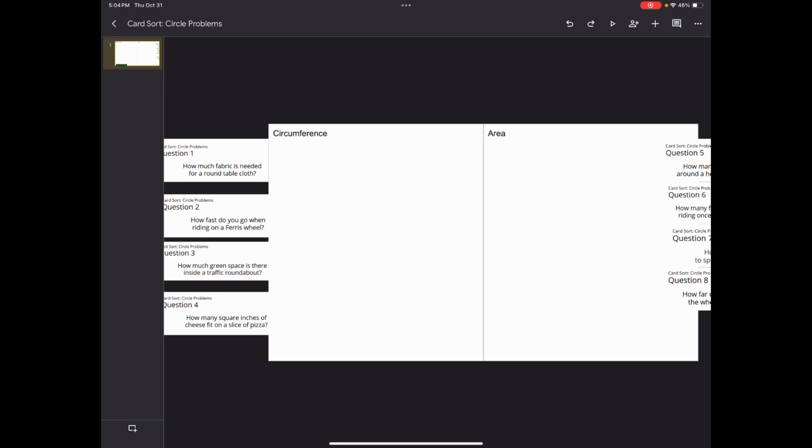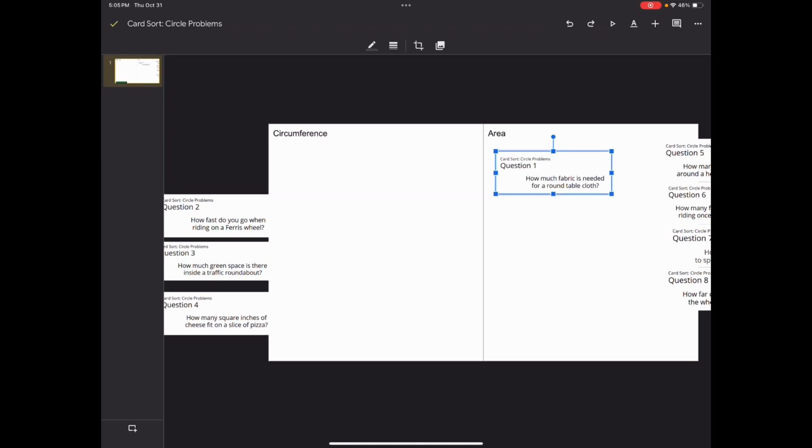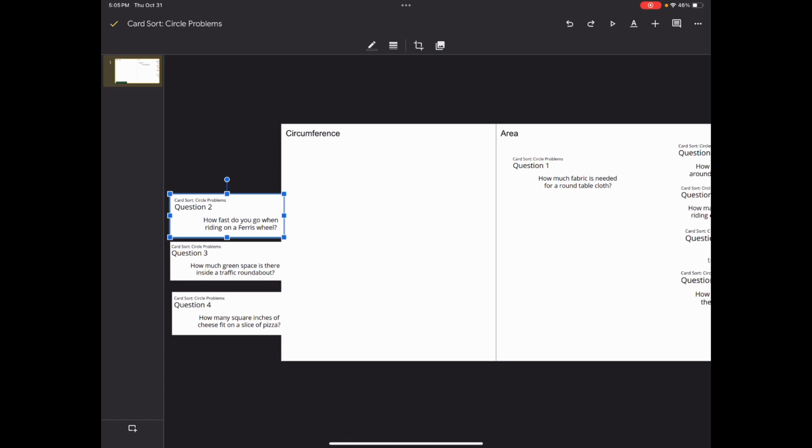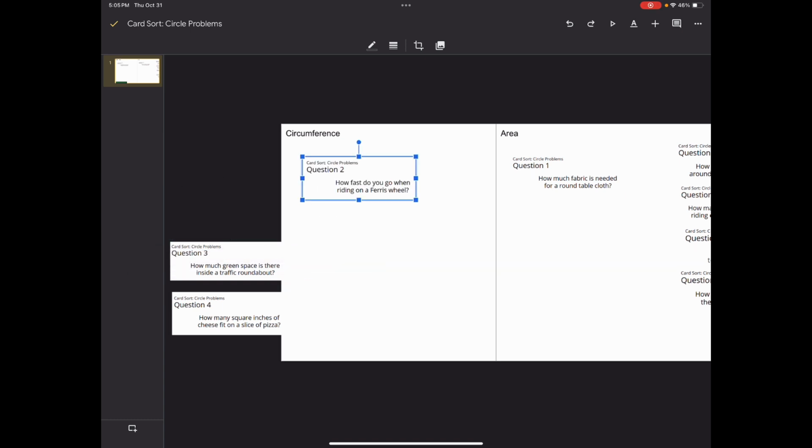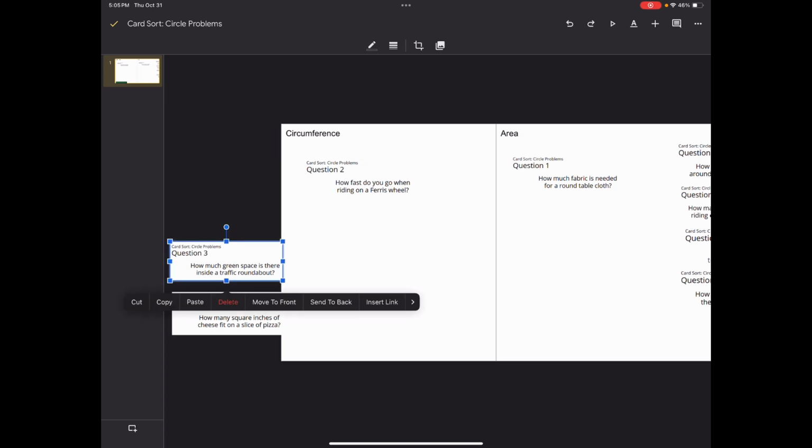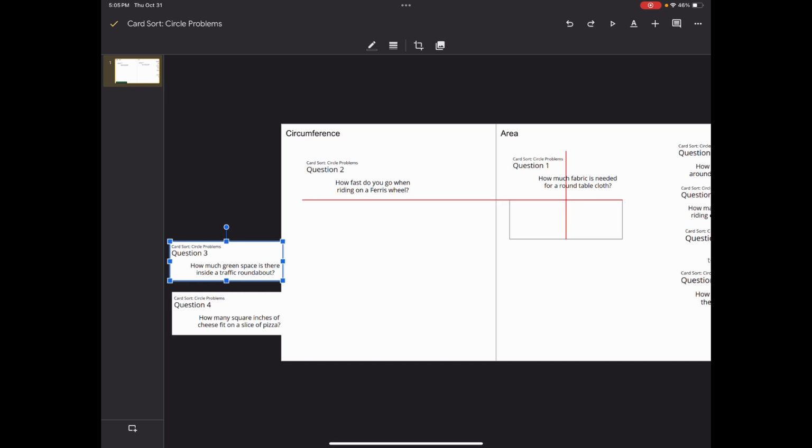How much fabric is needed for a round tablecloth? That is area, because we're talking about the fabric. You need to figure out how much area you need to cover the table. Question 2, how fast do you go when riding a Ferris wheel? When riding a Ferris wheel, you go on the outside of the circle, so that would be circumference. Question 3, how much green space is there inside a traffic roundabout? How much space inside, that is area.